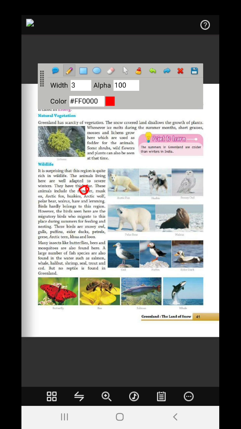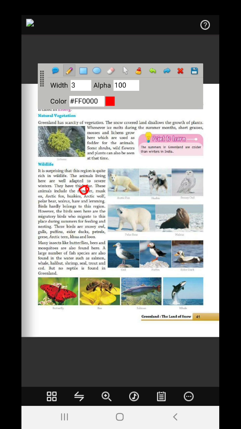Birds hardly belong to this region. No, birds are not seen. Very few of them. The birds seen here are the migratory birds who migrate to these places during summer for feeding and nesting. Now, what are these birds? There's the snowy owl, the gulls, the puffins, the ducks, the petrels, the geese, the Arctic tern, the skua, and the loon. Many insects such as the butterfly, bees, and mosquitoes are also found here.